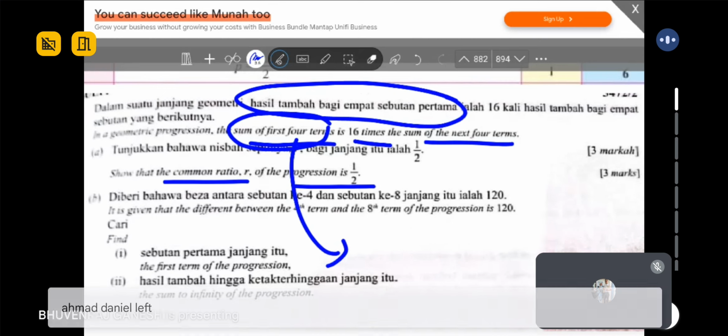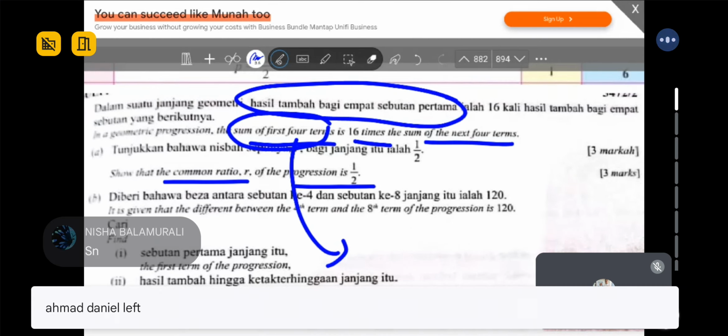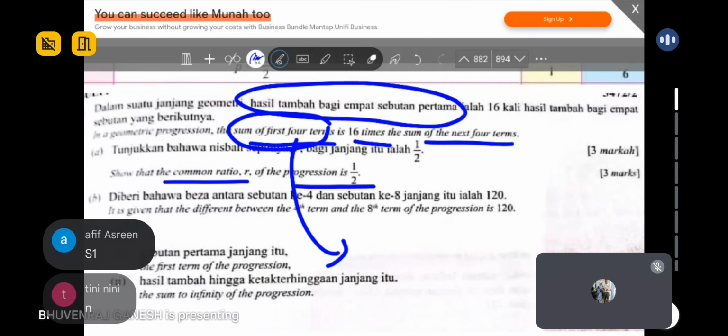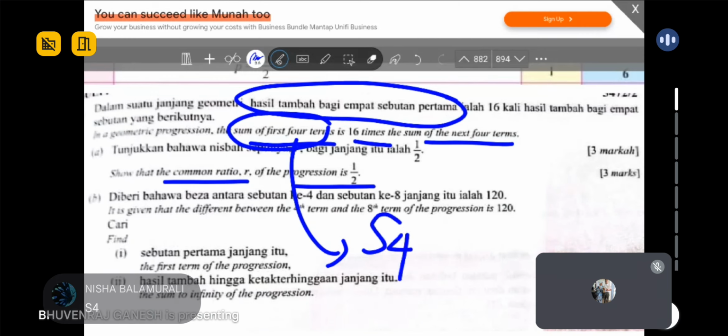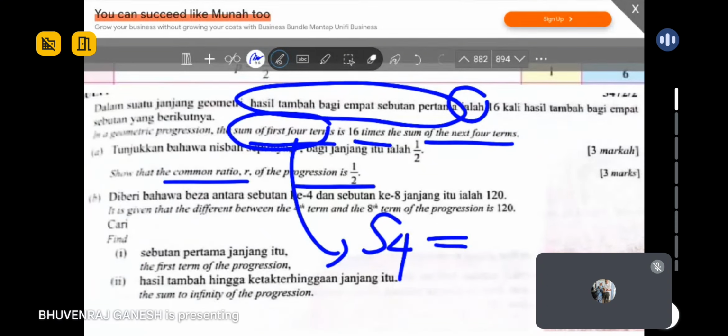What is your symbol? Sum of first 4 terms. More specific, they say 4 terms, 4 sebutan guys. Hasil tambah 4 sebutan pertama. Yes. Okay, you will have S4 guys. Okay. Is. Bila nampak perkataan ialah, is, you put equal. Sama dengan. Okay, and then you see the word 16. So you write 16.